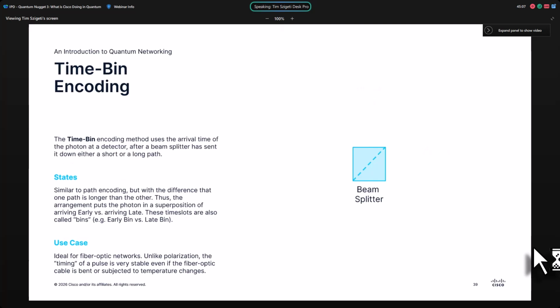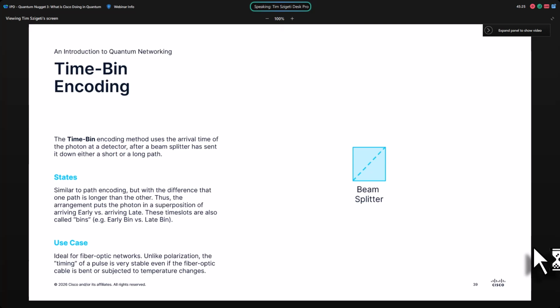Now, a slight twist on that encoding method is to use a time bin. And bin here, basically think of it like a trash bin or like a recycle bin. You have multiple of these containers you can place an object in. Okay, so that's the context we're using bin here.